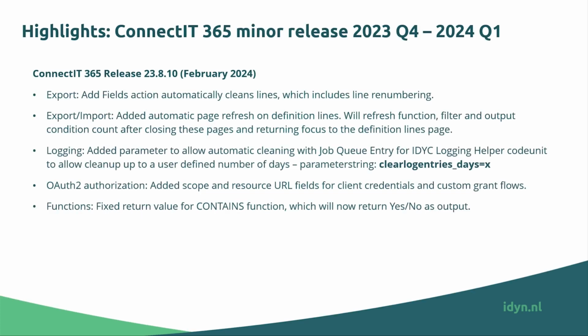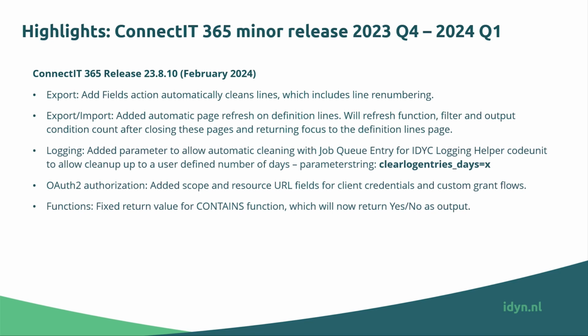Today we will be talking about the update for Q1 of 2024, and we will talk about the releases between Q4 of the previous year and Q1 of this year. First of all, we have the release for February that contains an update for the add fields action, which now also cleans lines, which includes line renumbering, which makes it easier to update the definition after using that add fields function.